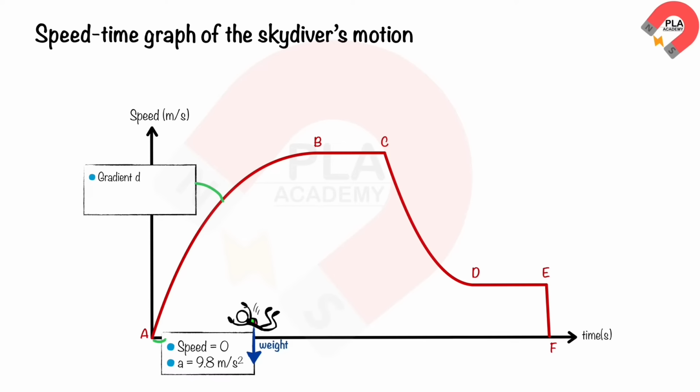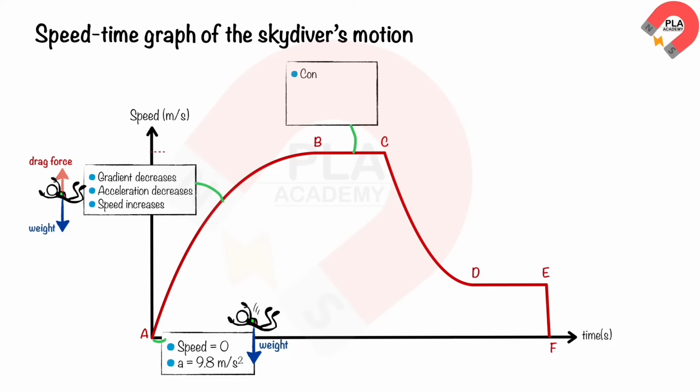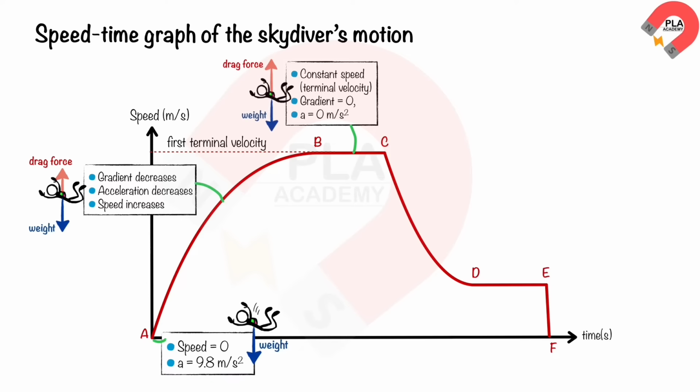Between points A and B, the gradient decreases. This means that the acceleration also decreases, while the speed still increases. Between B and C, the speed is constant and this speed is called terminal velocity. The gradient of the graph is zero. This means that the acceleration is also zero.